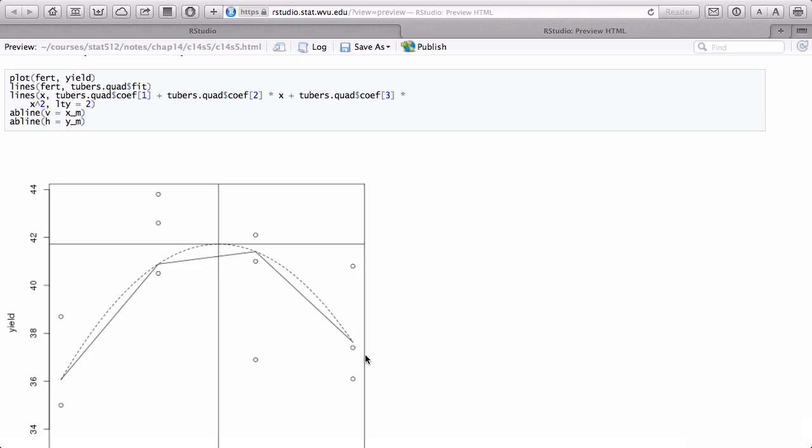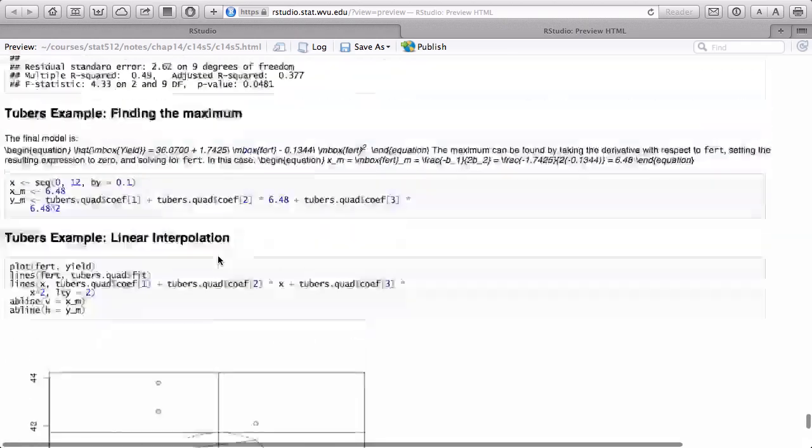If the quadratic is reasonably correct, then we achieve a maximum of about 6.5, which was not one of the ones that we actually measured. We measured 4 and 8. But we don't want to just do linear interpolation. If we would have done linear interpolation, we would have been right here, which is below what maybe the actual yield would be at the maximum. So that's kind of an interesting thing.